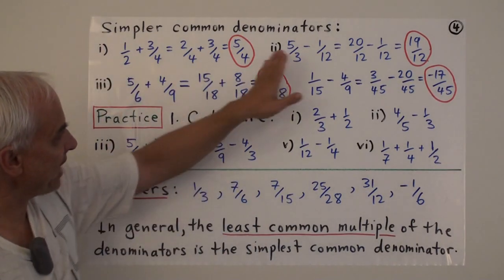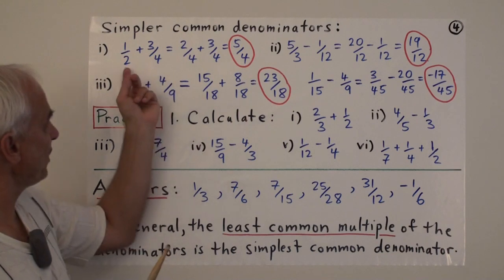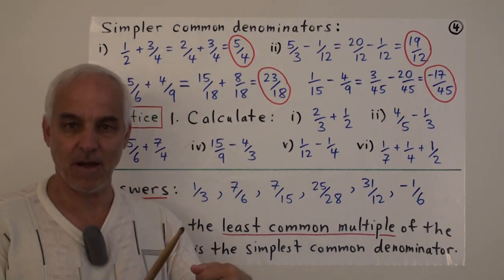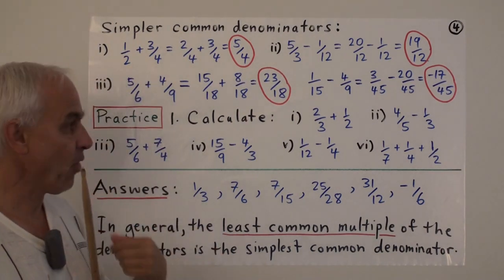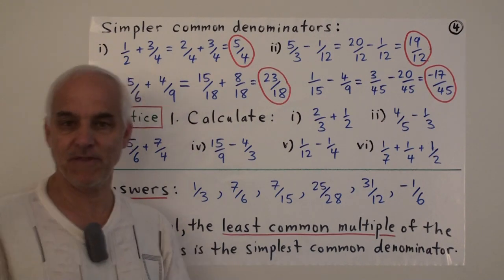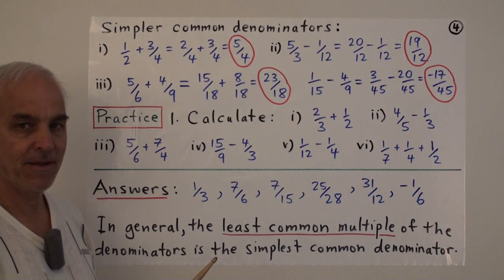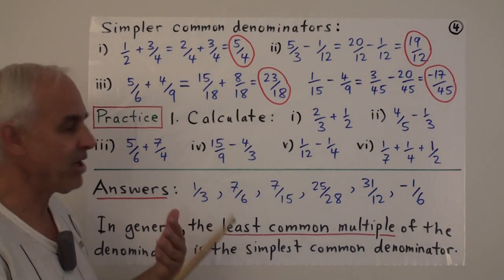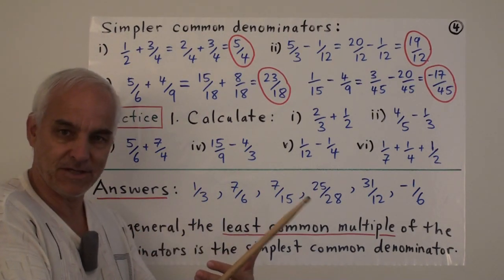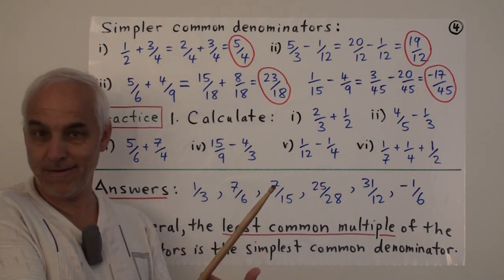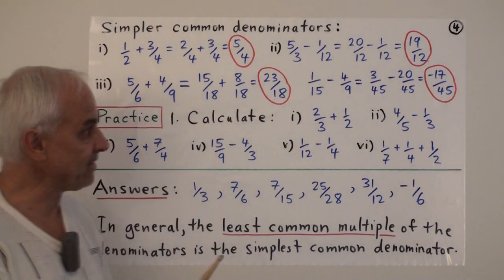So in these cases, what we did is we saw that one of the denominators divided the other denominator. Or another way of putting it, one denominator was a multiple of the other one. 12 was a multiple of 3. So to get a common denominator, we can use that bigger denominator that's already a multiple of the other one. Hope that makes sense to you.